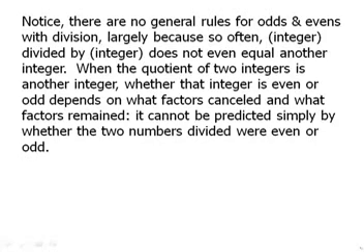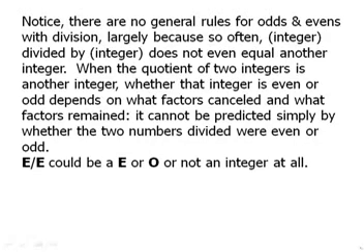When the quotient of 2 integers does happen to be another integer, whether that quotient integer is even or odd depends on what factors canceled and what factors remained. It cannot be predicted simply by whether the 2 numbers divided were even or odd. So there are some general patterns, but we can't make predictions. Here are some general patterns.